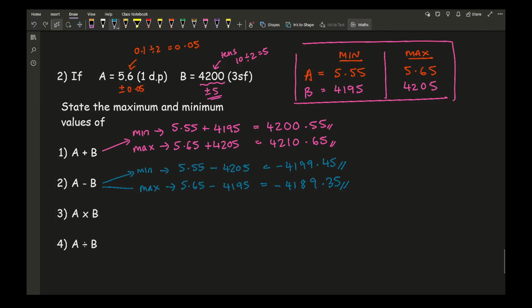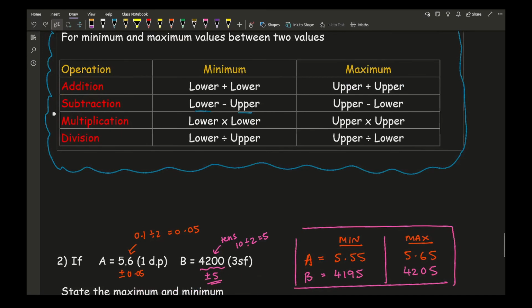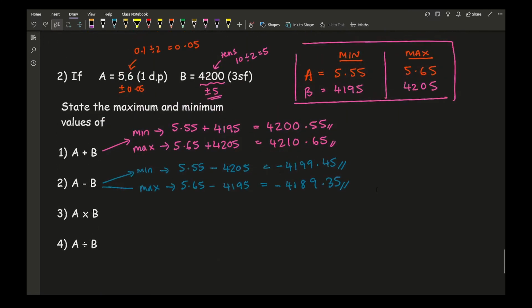Now, when we're multiplying, to get the smallest value, I just multiply the two lowest numbers together. When I get the maximum value, I just need to multiply the two biggest numbers together. So let's just sort the screen out. So there we go. The minimum value I'm going to get is using the smallest a value, which is 5.55, and multiplying that by the smallest b value, which is 4195. And again, type that into my calculator.